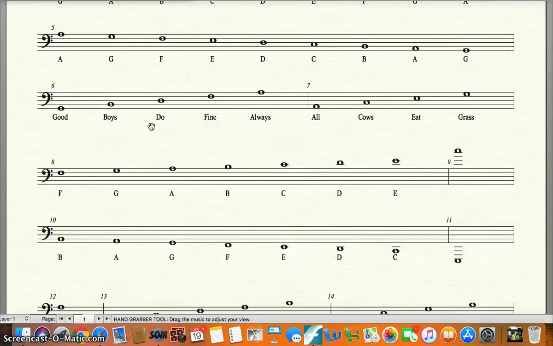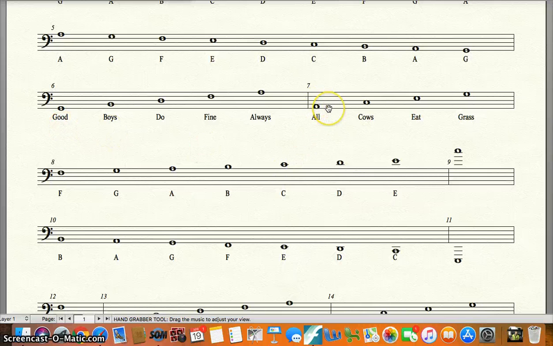And just like with the treble clef where we had that goofy saying, except here, notice because the notes are on different lines and spaces from the treble clef, the saying's different. This is good boys do fine always. Where once again, the first letter of each word stands for the letter of that particular line.